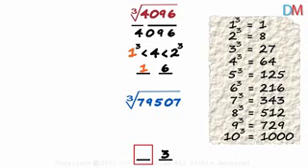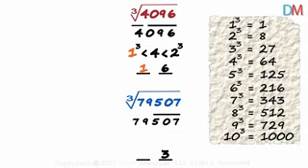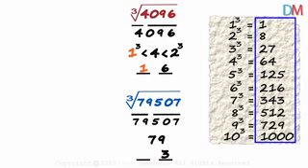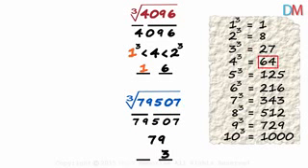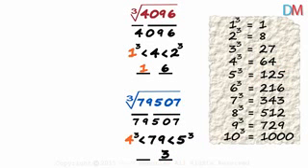To find the tens digit, we mark 3 digits from the right. So we draw a bar over 507. And then look at the number that remains. It's 79. Where does 79 lie in the cubes column? It lies between 64 and 125. It lies between 4 cubed and 5 cubed. And we write the number 4 in the tens place. Remember, lower of the two. The cube root of 79,507 is 43.